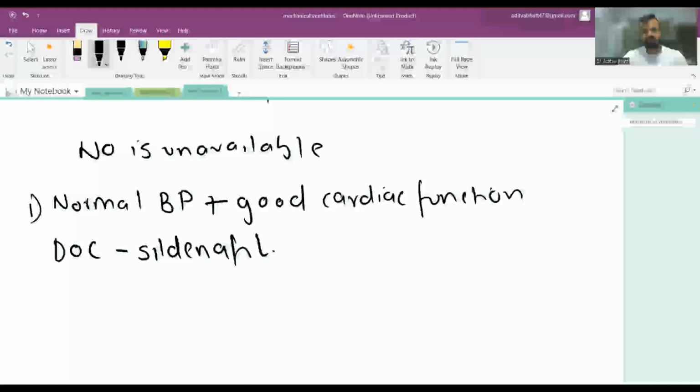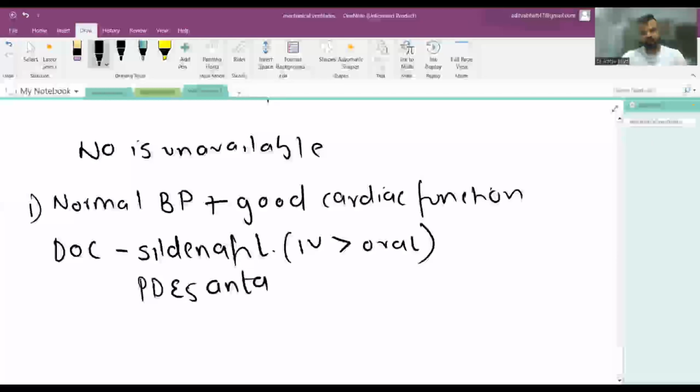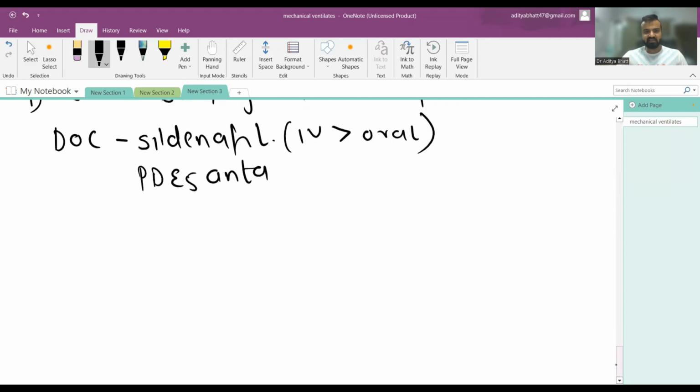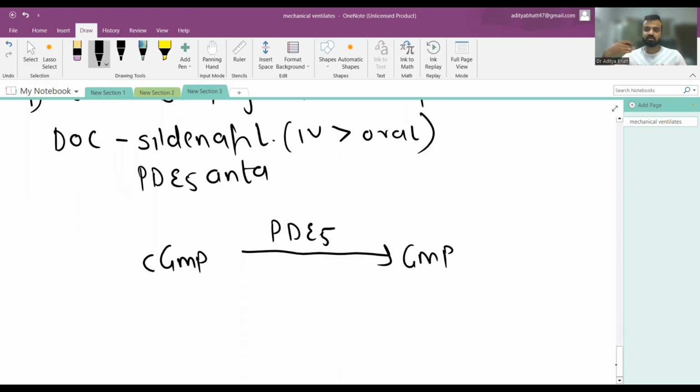Sildenafil, as I told you, can be used both IV and oral. Sildenafil is a PDE5 antagonist. As I showed you in that image, it acts on the cyclic GMP pathway. It stops the conversion from cyclic GMP to GMP. Cyclic GMP is converted by PDE5 into GMP, and this degradation of cyclic GMP is decreased by sildenafil. So sildenafil, very, very important.